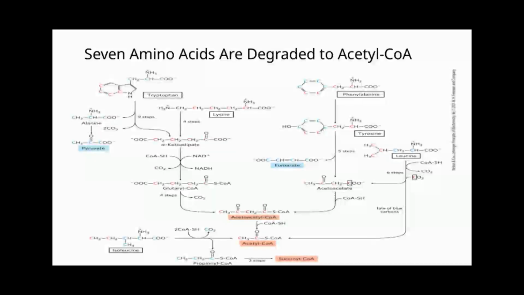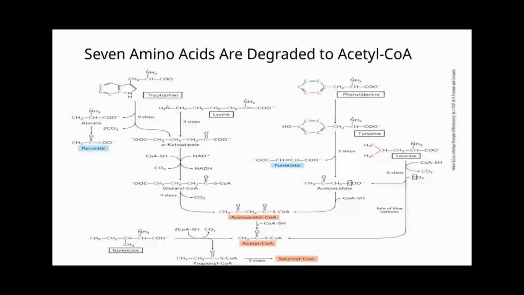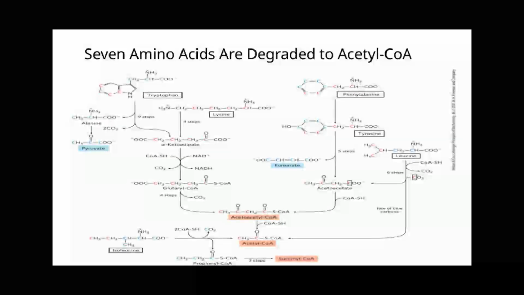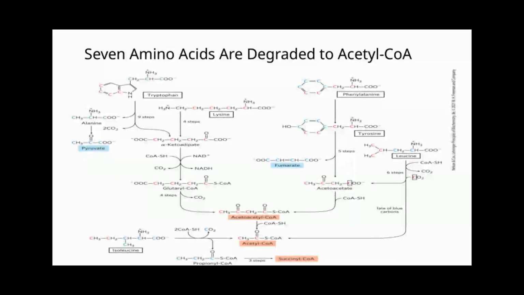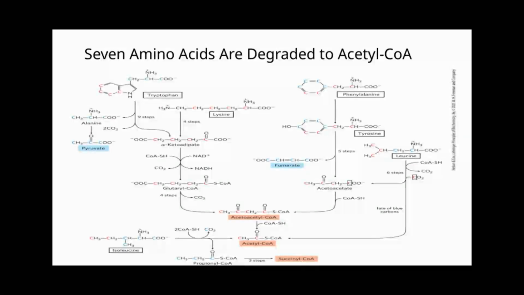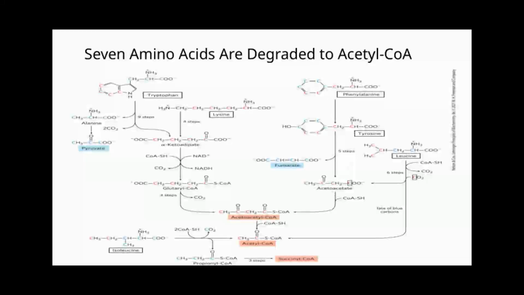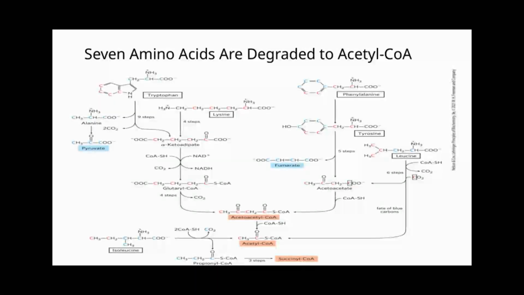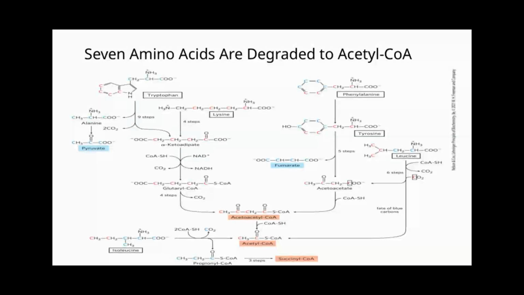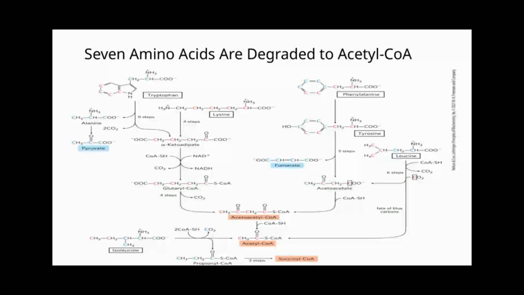When these amino acids are converted into acetyl-CoA, they can then be used to generate ATP, which is our cell's main energy currency. This process highlights the versatility of amino acids. They can serve not only as building blocks for proteins, but also as sources of energy when needed. Understanding this pathway helps us see how the body efficiently manages different nutrients and maintains energy balance, fitting into the bigger picture of metabolism we're exploring in this presentation.